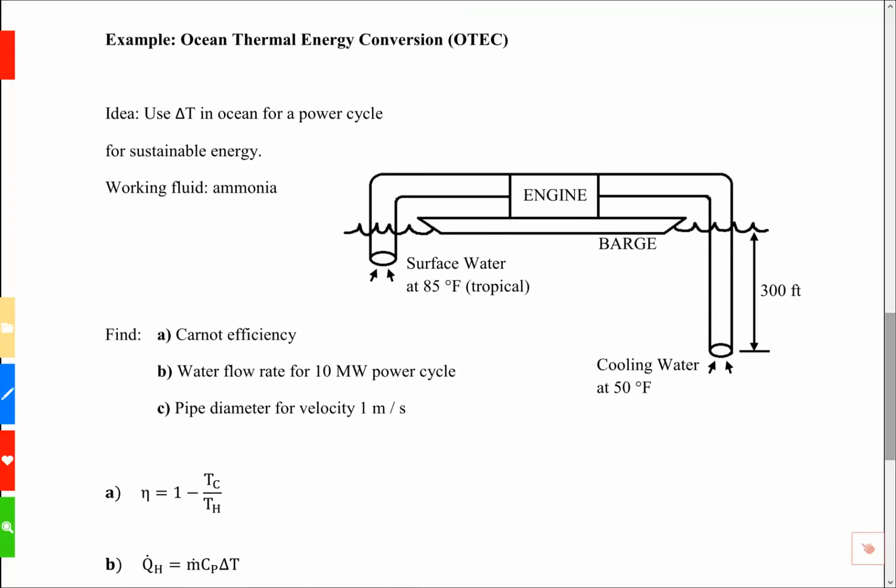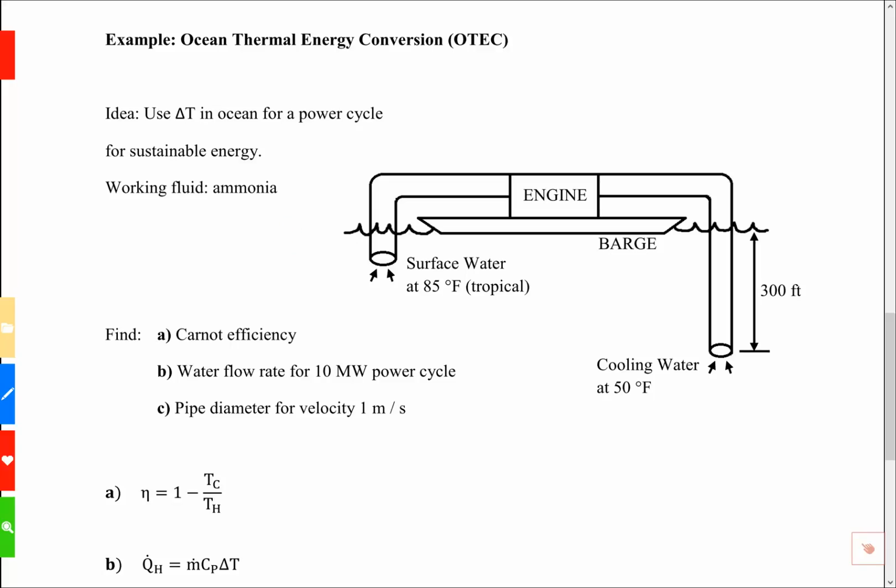The ocean thermal energy conversion idea is an old one. The idea is to use the delta T in the ocean for a power cycle for sustainable energy. So imagine we're in the tropics and the surface water is 85 degrees. Nearby there's much cooler water, 300 feet straight down. That water might be 50 degrees. This is sufficient temperature change that with the right working fluid, ammonia in this case, we could get a system to produce a heat engine.